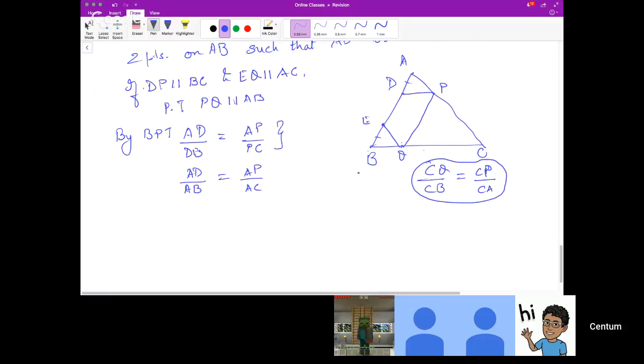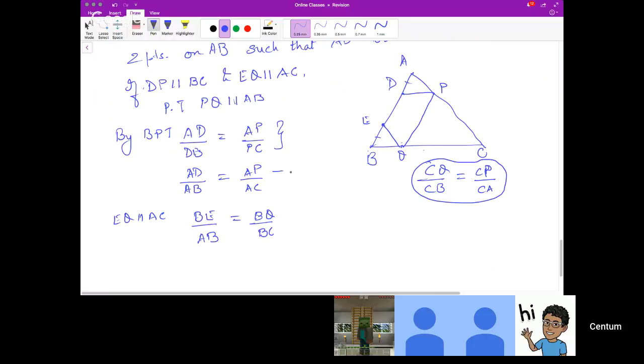So what next? Also it's given that EQ is parallel to AC. So what we can do is say BE by AB, again I will take AB full, is equal to BQ upon BC. Now it was given that AD and EB are same.